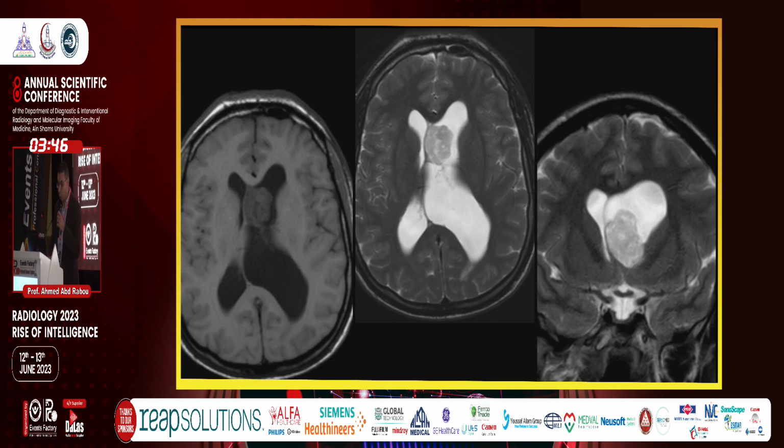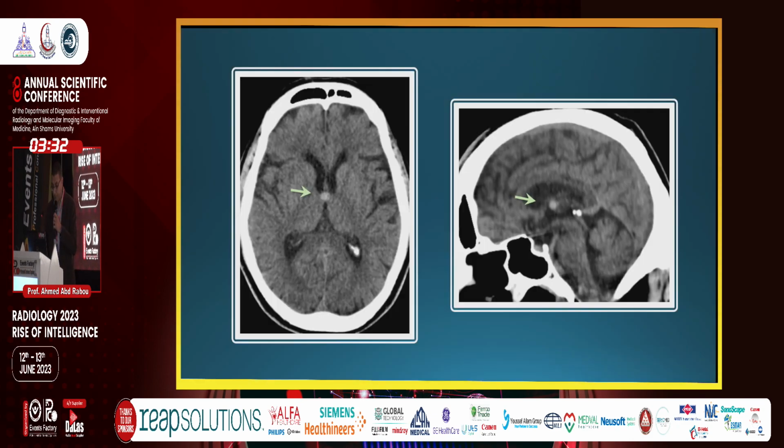Another example is a tumor which is located at the level of the foramen of Monro. It's causing asymmetrical hydrocephalus, so the left ventricle is dilated more than the right one, and we are talking about subependymal giant cell astrocytoma. Another one is the colloid cyst, typical appearance, roof of the third ventricle, obstructing both foramina of Monro on both sides.